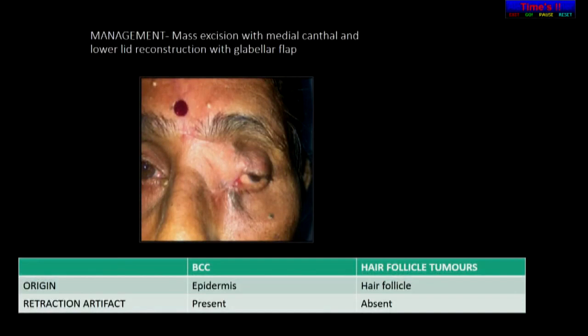So this was after excision, and the difference is that in basal cell carcinoma you have a retraction artifact. That means the basal cells show a peripheral palisading, whereas even the hair follicle tumors show the same thing, but there is a retraction artifact, or a space between the stroma and the tumor cells.